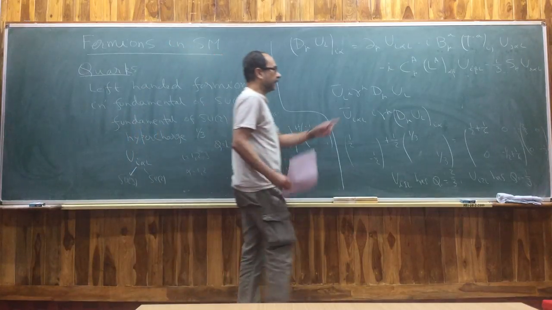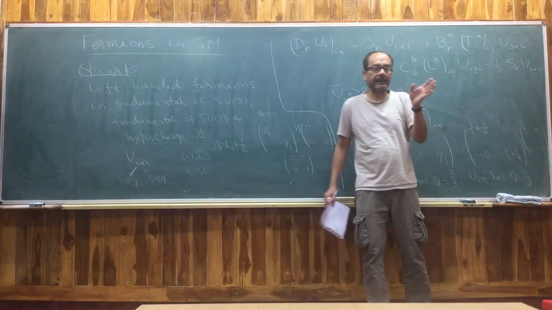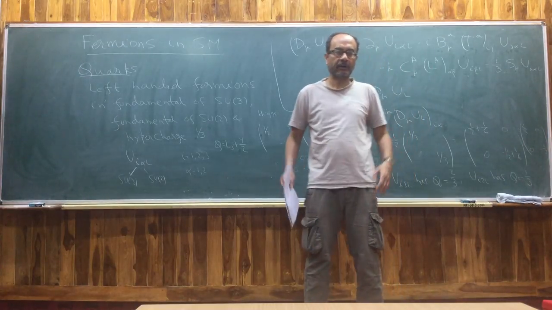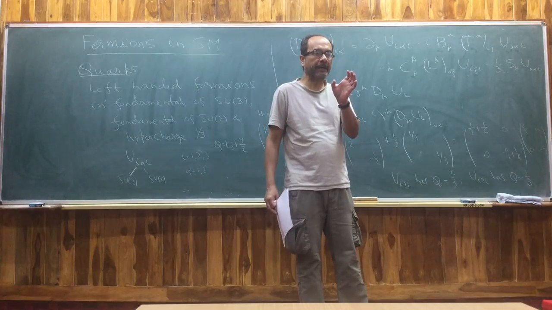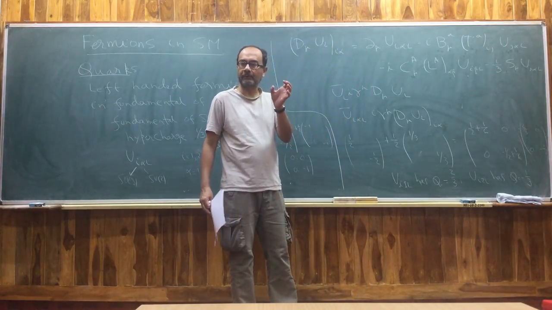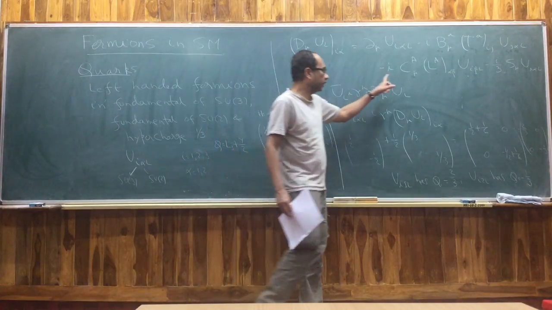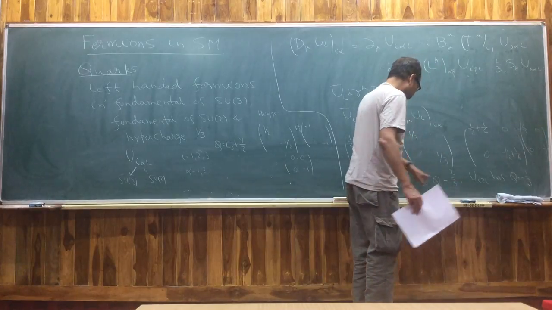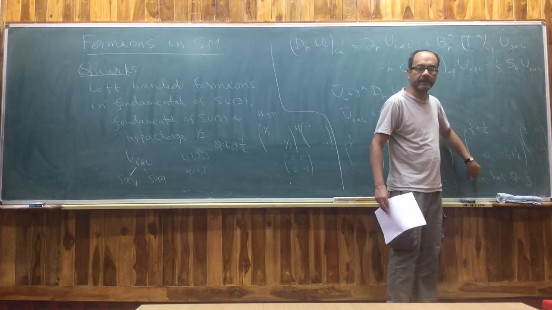So when we shuffle this and write in terms of the photon and the other neutral gauge boson, which is called the Z, then the photon A mu is multiplied by L3 plus Y by 2. That's the unbroken generator. So with that L3 plus Y by 2 we pick up this eigenvalue, 2/3 for U1 and minus 1/3 for U2.